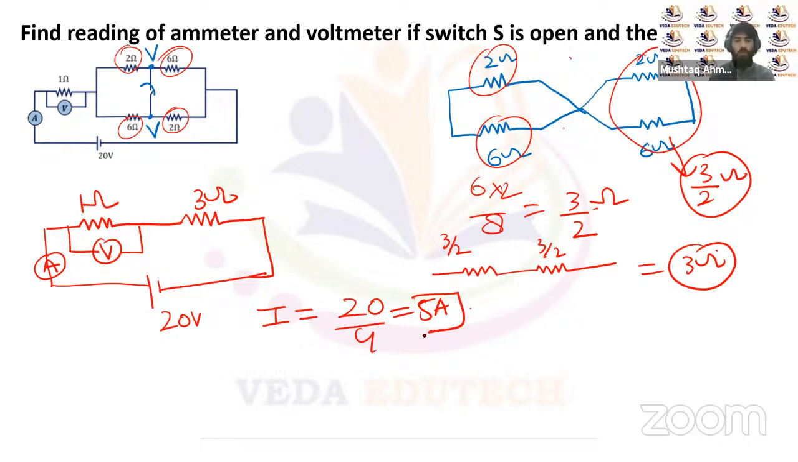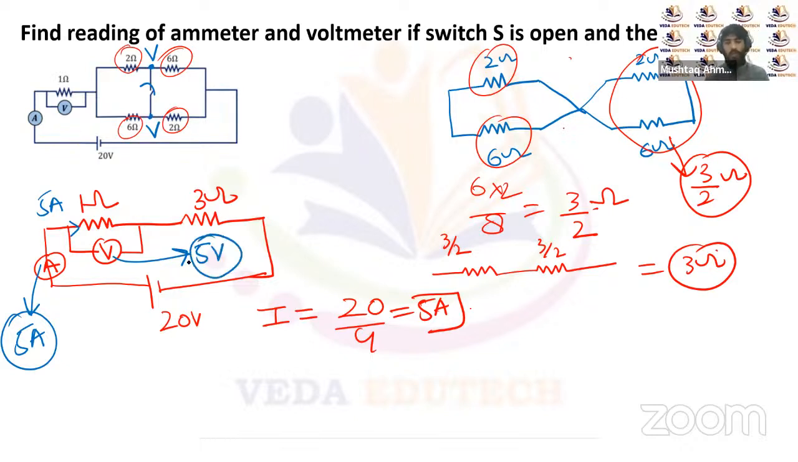It means now the current through the circuit has increased to 5 amperes. Initially, the current was 4 amperes. Now the current is 5 amperes. If the current is 5 amperes, then this ammeter is going to read the current of 5 amperes, right? If 5 amperes is the current flowing through this, it means that this voltmeter is going to measure a potential drop of 5 volts, right? So it will measure a potential drop of 5 volts, and the ammeter will measure a current of 5 amperes, right?